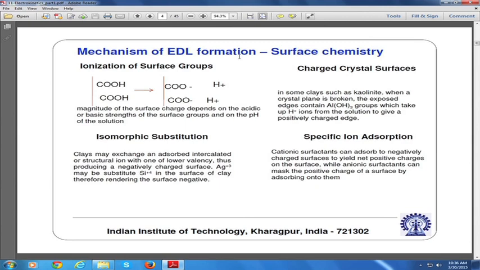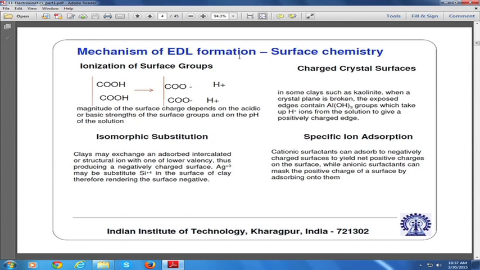Now, as I told you, it is the chemistry that decides that there will be a net surface charge, and there are several mechanisms. I will not get into the details of the mechanisms, but some are highlighted here, like ionization of surface groups. The magnitude of the surface charge depends on the acidic or basic strengths of the surface groups and on the pH of the solution. Charged crystal surfaces may be there, or isomorphic substitution may be possible, or specific ion adsorption may be possible. These are some of the basic chemistry-based phenomena that dictate that there will be a net surface charge.